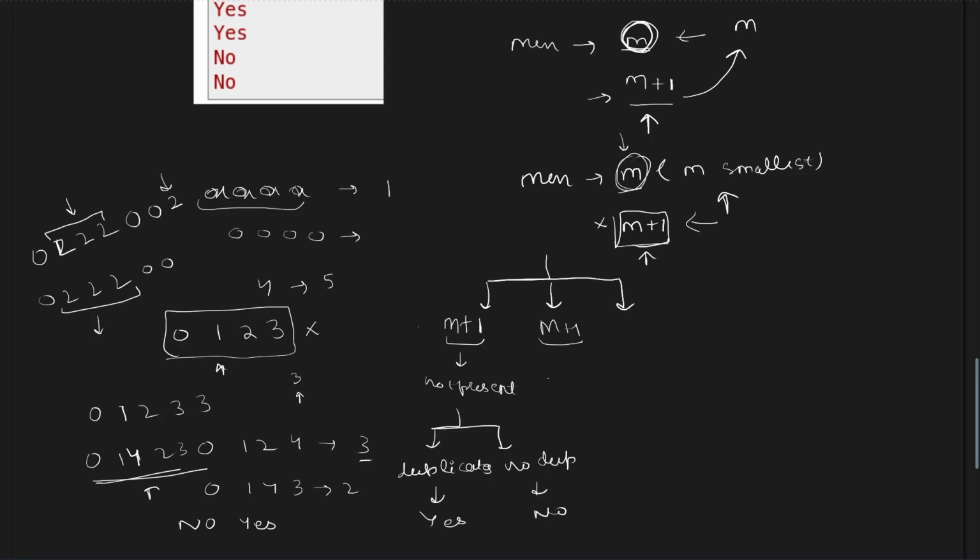So if all the m plus 1's are together, then the answer is always possible. Why? Because I can replace all of them with my desired value. But what happens when m plus 1 is present and they are not together? For example, if 3 of them were here and 1 of them was here.